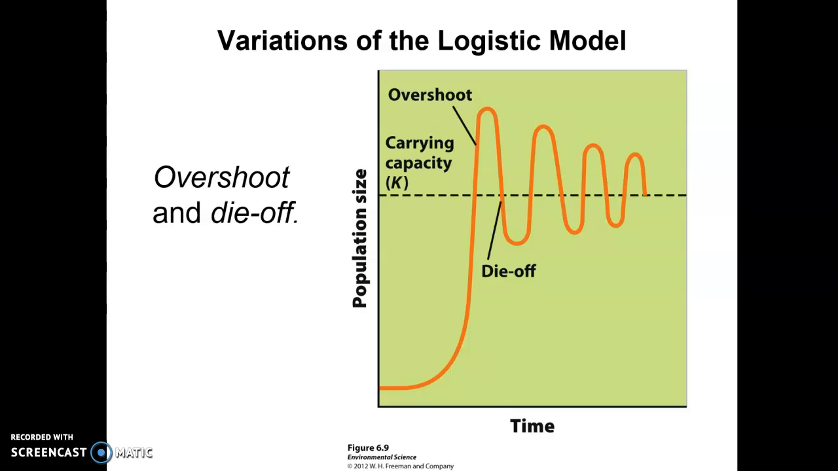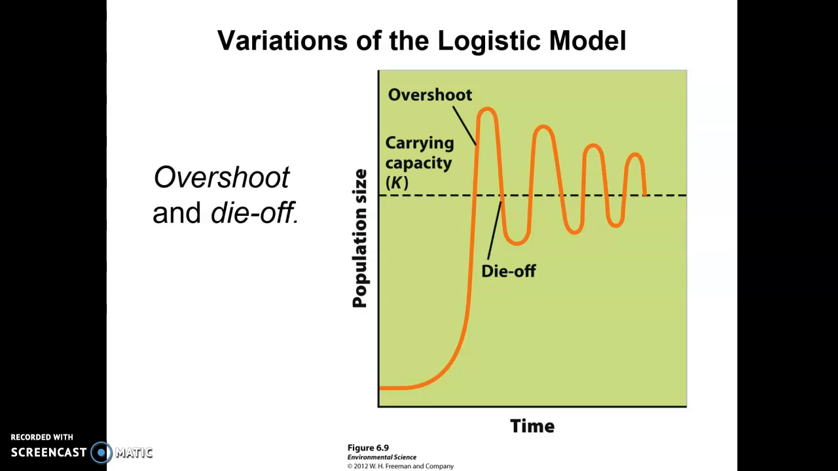Unfortunately, because of the lower reproductive capacity, when they reached these critical levels, these critical overshoots, then the next spring, when the next set of offspring were born, there wasn't enough food for them, and the die-off wasn't just slight like this. They completely died off.